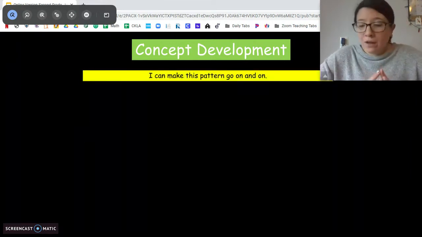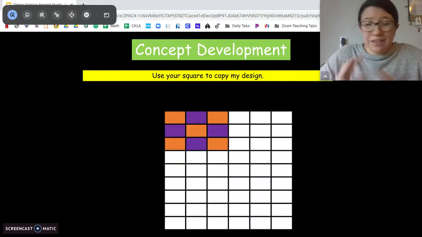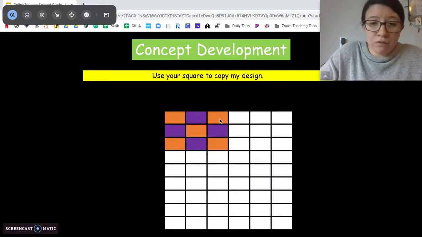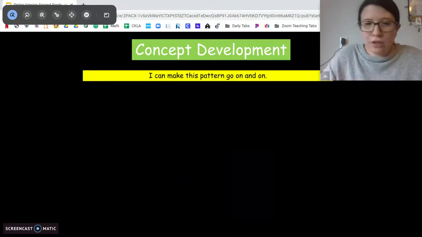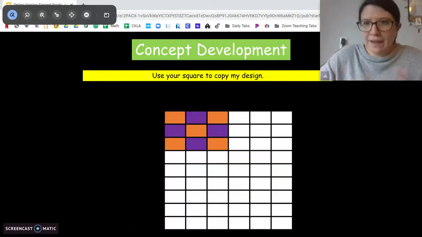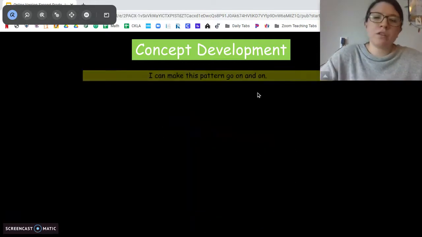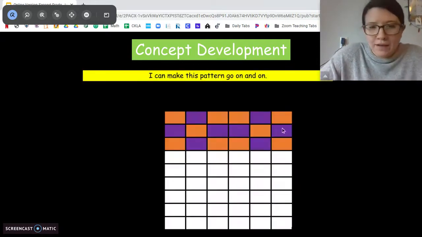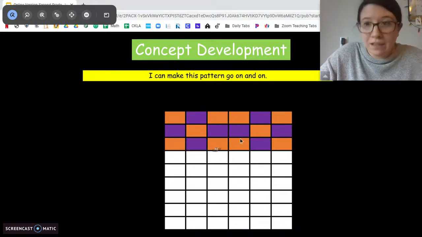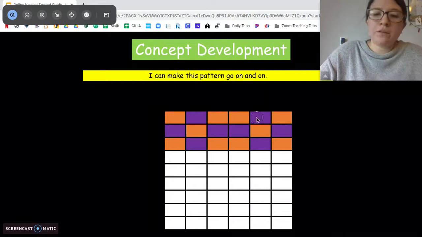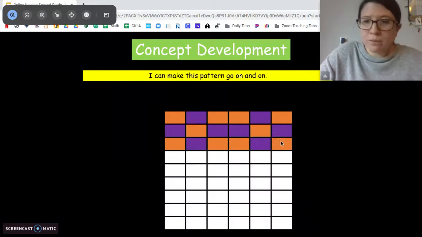So the thing that I can do with this, it's like an array, right? So I have 3 columns of 3 or 3 rows of 3. So what I can do is I can make this pattern using these 2 colors repeat. I can make it go on and on and on, and I'll show you how. So I can add another array next to it with the same pattern. So I have orange, purple, orange, purple, orange, purple, orange, purple, orange. And then I can start that over right next to it. Orange, purple, orange, purple, orange, purple, orange, purple, orange, purple.